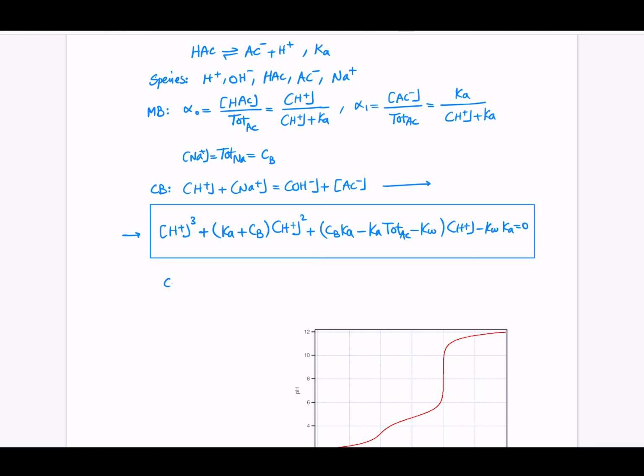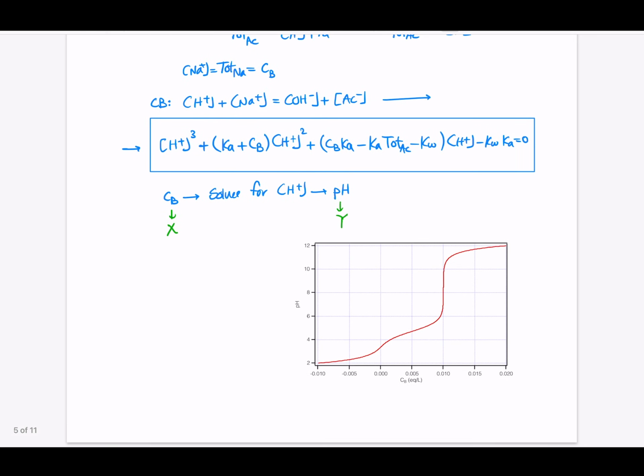So what we do as before, change Cb, then this would be a polynomial equation. We solve for H plus, therefore the pH. So this would be the X value, this would be the Y value. If we have this as a known value, then this is a constant, and this is a constant. And this would be a typical polynomial or cubic equation in this case.